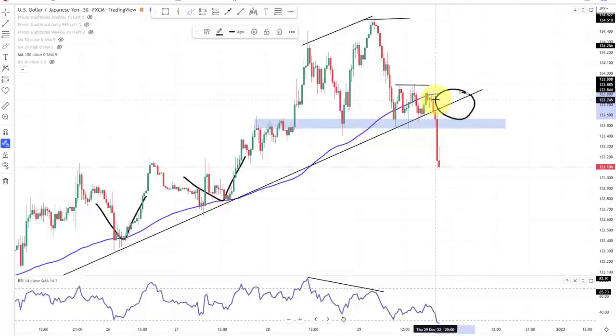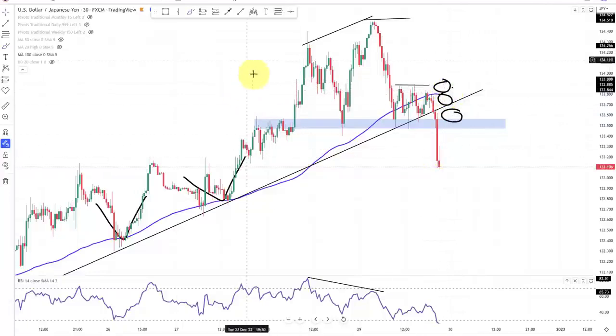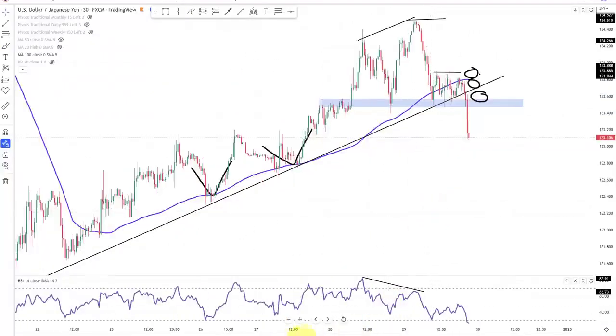Stop-wise, you have a nice option here to hide your stop loss and protect your stop loss behind all of this barrier. Just above the support level, above the trend line, or even above the moving average. That depends on the level of aggressiveness. But overall, a really nice market, and there's a high chance that we roll over.